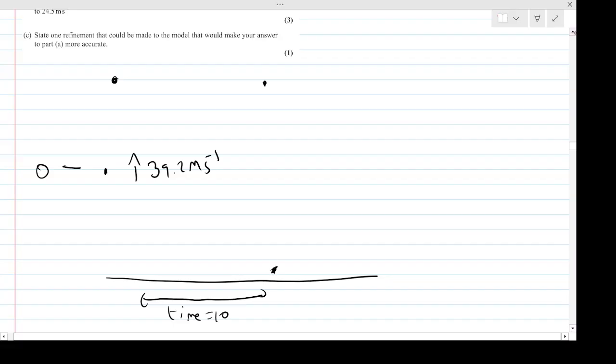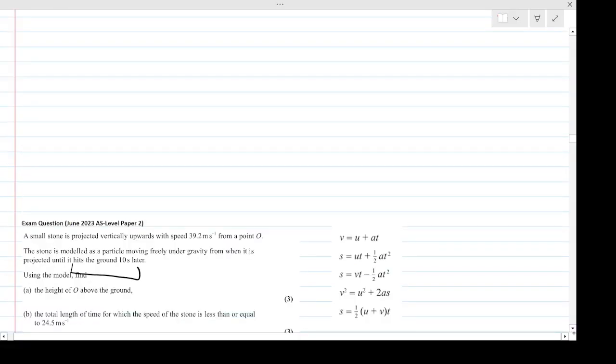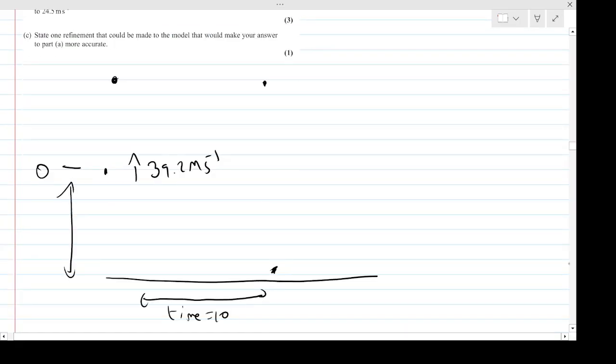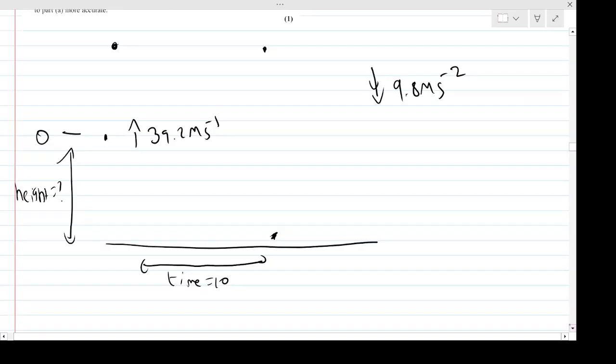Okay, so it wants to find the height of O above the ground. So again, O is above ground. We don't know the height though. That's what we want to work out. And again, as always, there'll be acceleration acting down because of gravity, which is 9.8 meters per second squared. So we want to find the height firstly, the distance above the ground level.